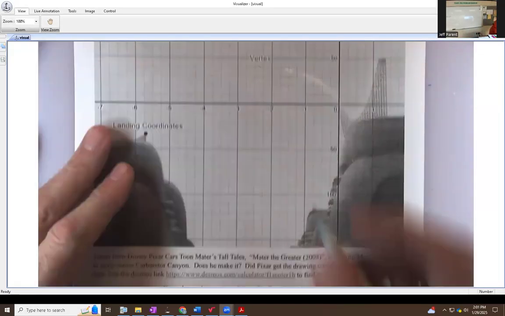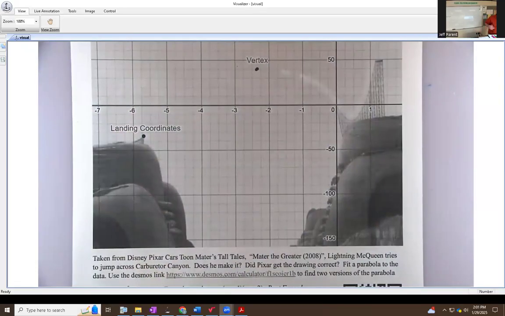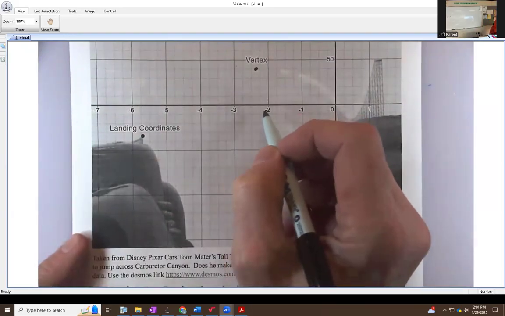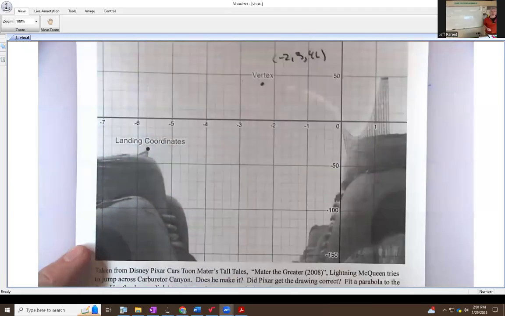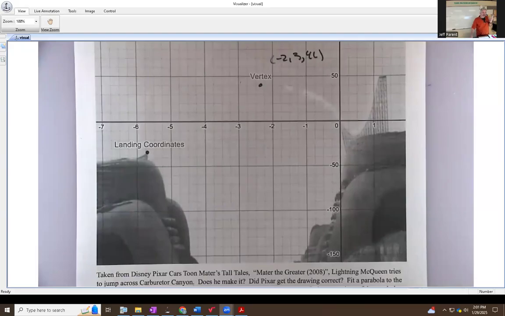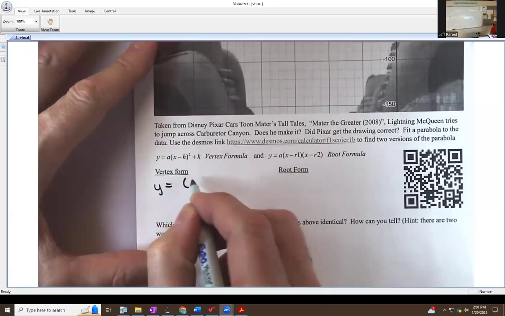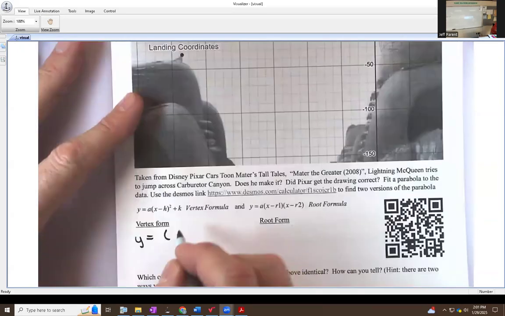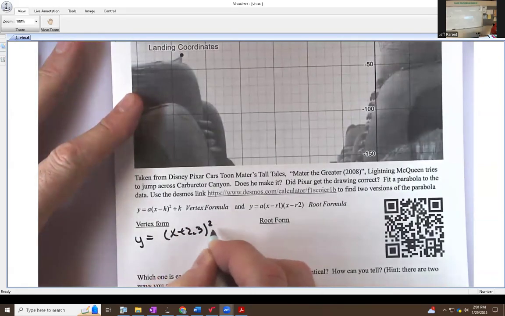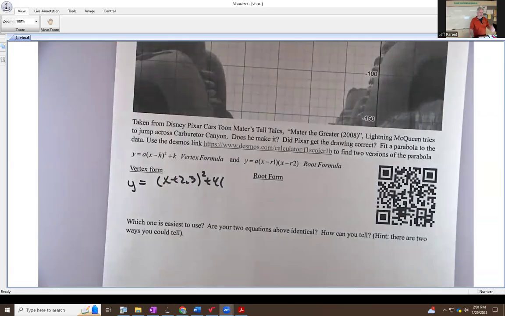What we're going to get here is going to depend on your estimate of the vertex. Giving a rough estimate, to me it looks like about negative 2.3 and say 41 is not a bad rough estimate. If that's our estimate, then I could fill it into this equation this way: y equals something times x minus negative 2.3, which is x plus 2.3, squared, plus 41. Then we're going to need to determine the value of a based on what the graph looks like.